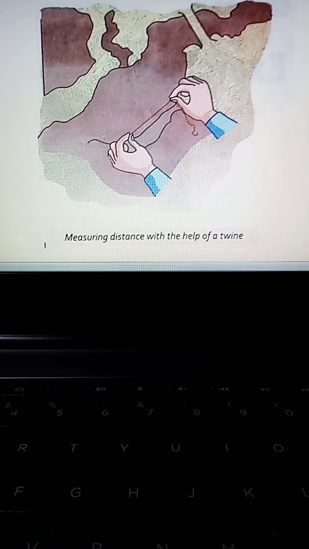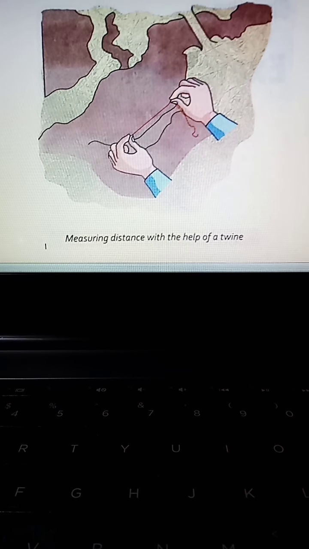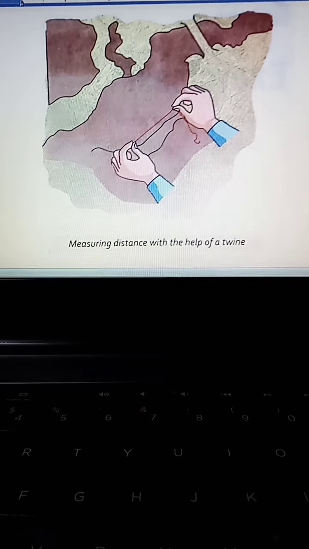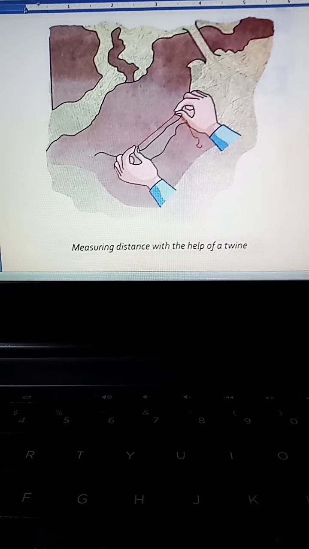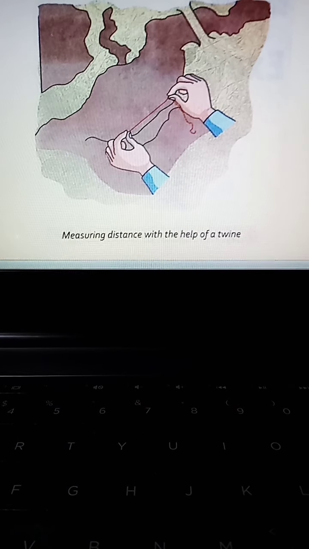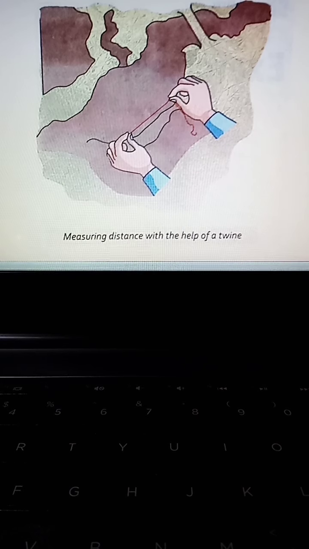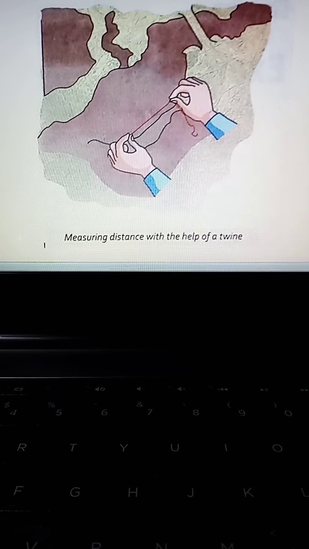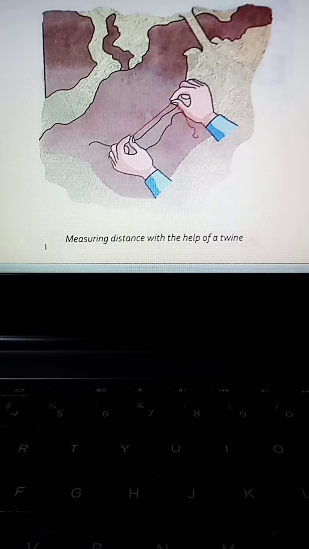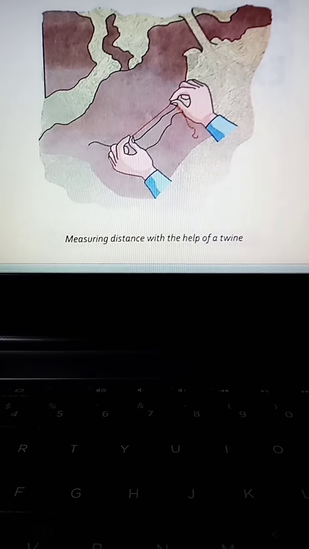Distance can also be measured most accurately with the help of a piece of string or twine. Measuring distances of curved routes such as those along railway tracks, roads, cart tracks, river routes and canals is easily done with a piece of string or twine, since it can be shaped to follow the curves and bends in the route. Take a piece of twine.